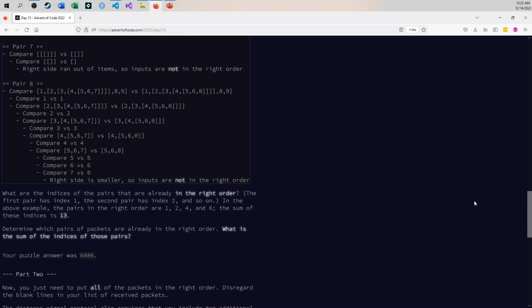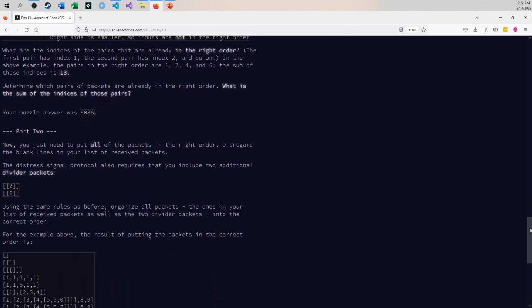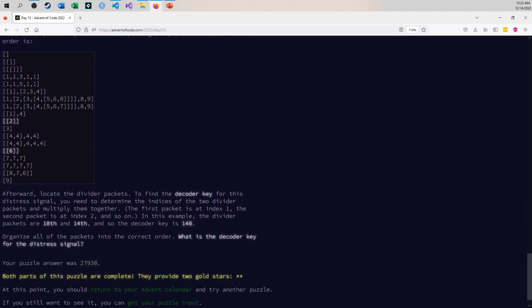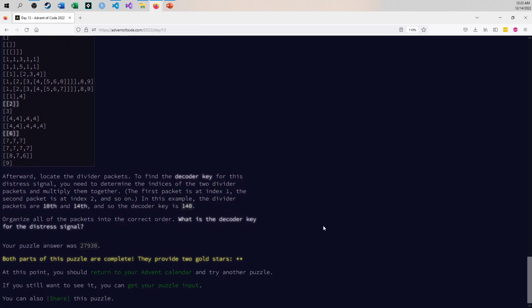When we do that as part of part 2, we add these two divider packets into our data set, figure out what index values those two things have, and multiply those two index values together. I get a solution of 27,930, and I can show you exactly how I do that right here.